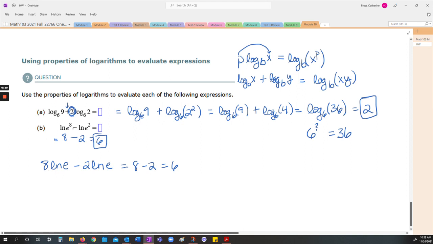The other way is, because this is a minus, we could combine this into a single log using the quotient property. So natural log of the first argument, e to the 8th, over the second argument, e squared. Then we could simplify that. This is probably the hardest, or most roundabout, way. We could simplify that by canceling e squared, or subtracting exponents, so that we have natural log of e to the 6th power. But now that's just 6. So lots of different ways to get 6.